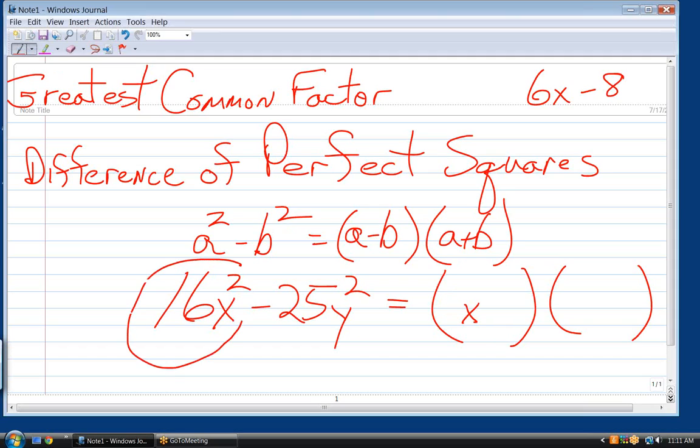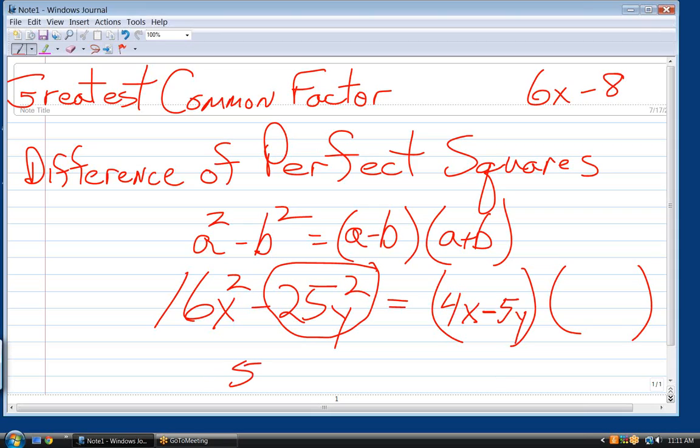Square root of that. There you go. Now 4x times 4x is 16x squared. So we got the first term right. Next term's always minus. What's the square root of that? 5y. Notice that 5y times 5y is 25, but you got to multiply the y times the y, so that's 25y squared.